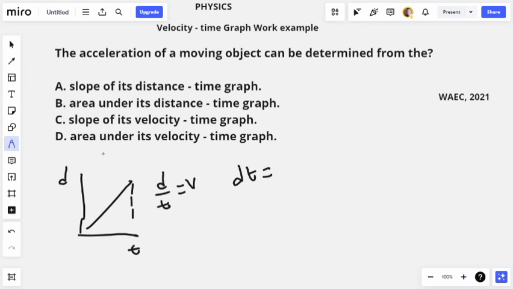So C, slope of velocity time graph. If we have velocity here and time, slope means change in V over change in T. And velocity over time gives you acceleration. So the answer is C. The acceleration of a moving object can be determined from the slope of its velocity time graph. Area under velocity time graph represents total distance covered. So C is the answer. Thank you.